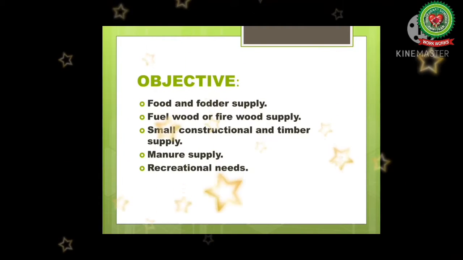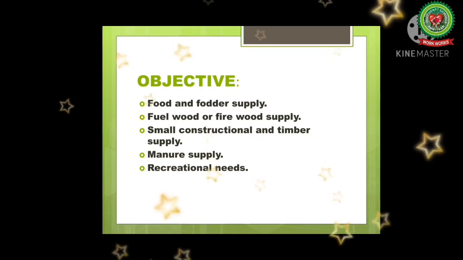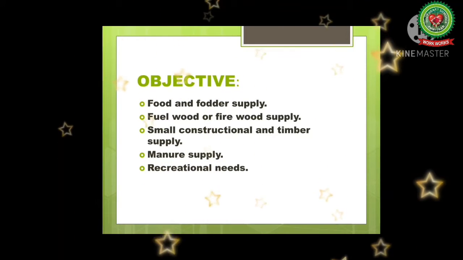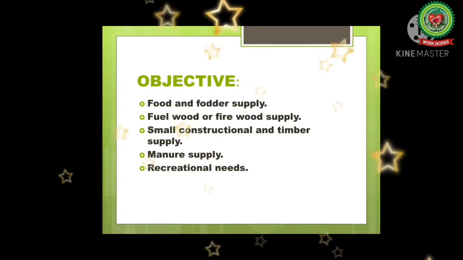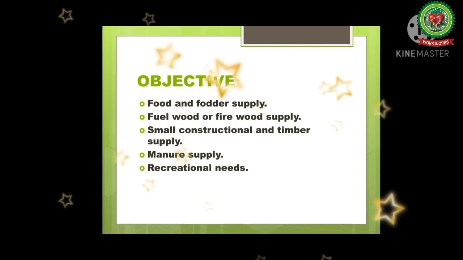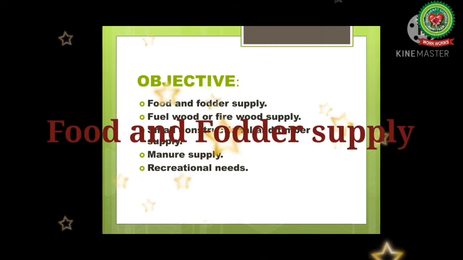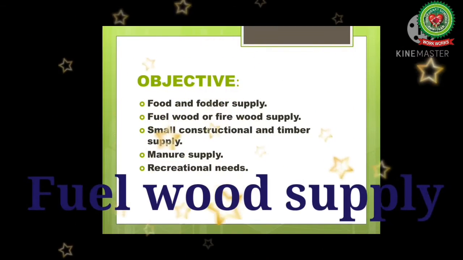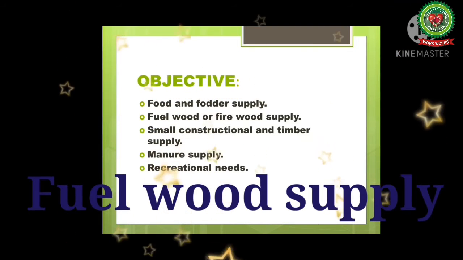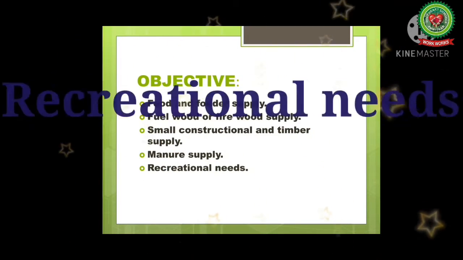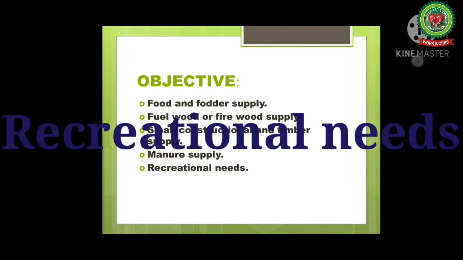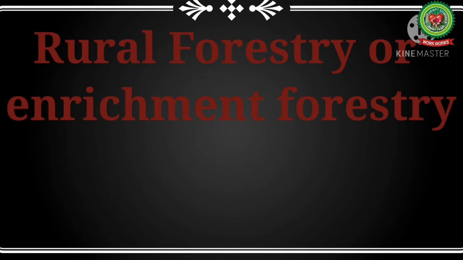Main aim of social forestry is to improve the living condition of rural people. Social forestry takes into account the basic and economic needs of the community, which includes food and fodder supply, fuel wood or firewood supply, small constructional timber supply, manure supply, and recreational need. Social forestry is also known as rural forestry or enrichment forestry.